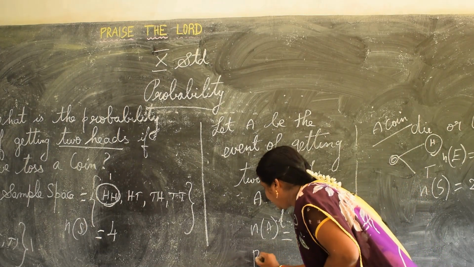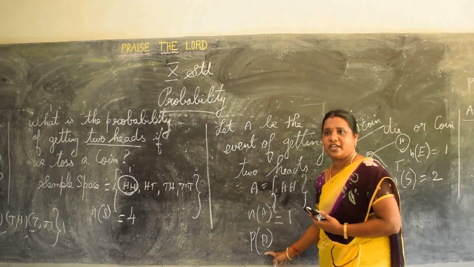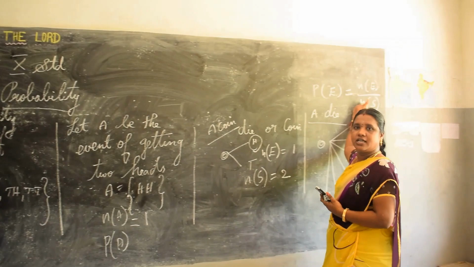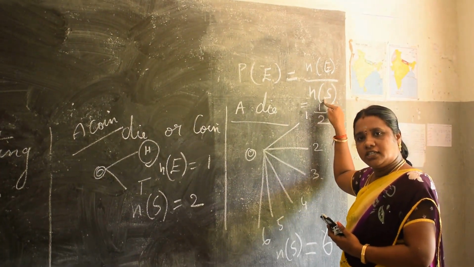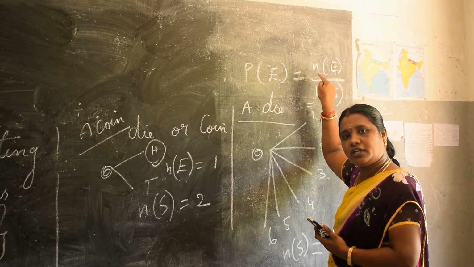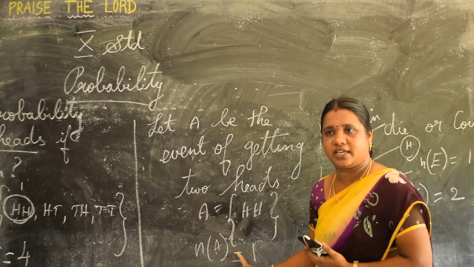What is our probability of A? Probability we denote by P of A. Actually, what is our formula? I already said this. Probability of an event means N of E by N of S. This is the total outcomes, and this is the number of favorable outcomes. The outcomes given in the question, only one possible outcome is here.